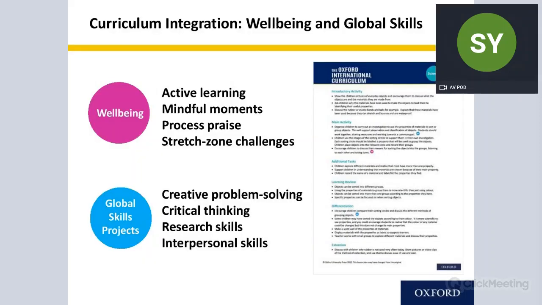So to give you an idea of how this works, the core subject lessons might include, for example, stretch zone challenges or opportunities for active learning or mindful moments, which are a core part of the well-being curriculum. Through the project-based approach to teaching and learning that the curriculum promotes, students will also have the opportunity to develop essential skills for future work and academic success. For example, creative problem solving and research skills.